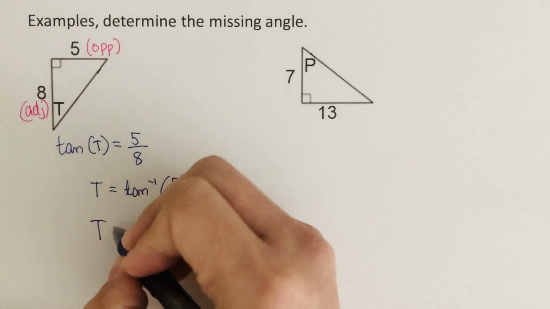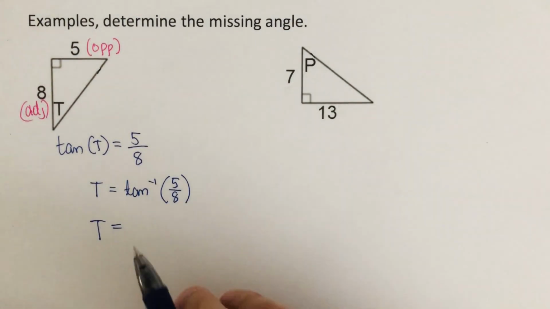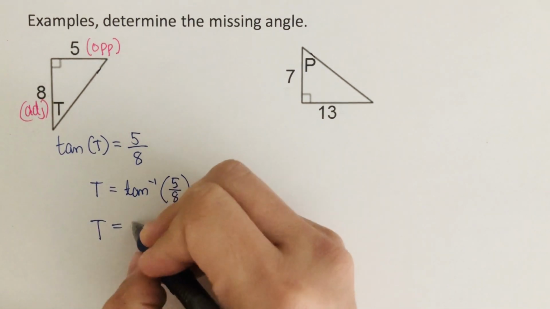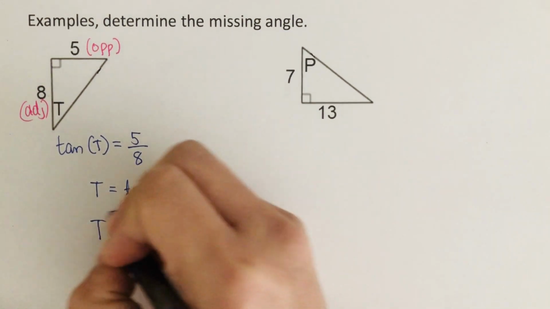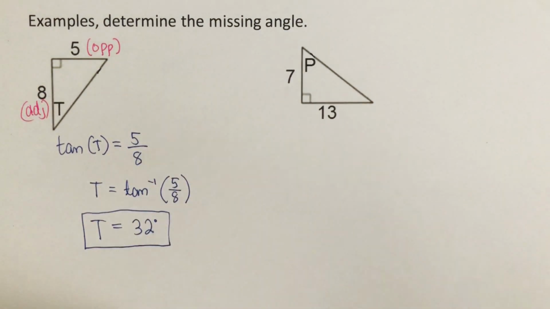And so we use the calculator. Again, be sure that the calculator is set up in degrees, and this is 32 degrees. Did you get 32 for this? Good. Perfect. Now let's move on to the next one here.